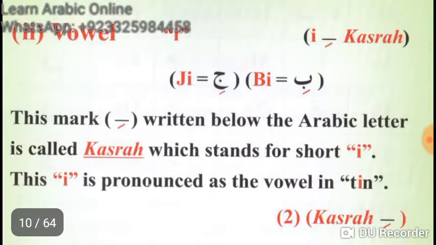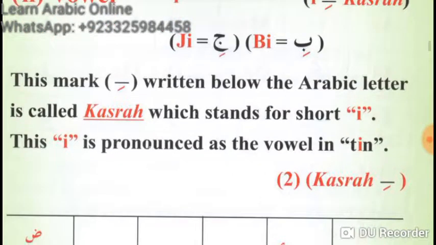Read this vowel, this mark. Kasra written below. This mark written below the Arabic letter is called kasra, which stands for a short I. This I is pronounced as the vowel in ten.